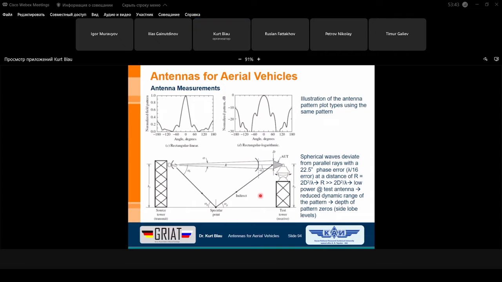And this is the reason why our measurement distance from the illumination antenna to the antenna under test should be much larger than what is shown here in this rule. This means the distance is much larger than this value, and so we can achieve that the phase error in the plane of our antenna under test is much smaller than a 16th of the wavelength.